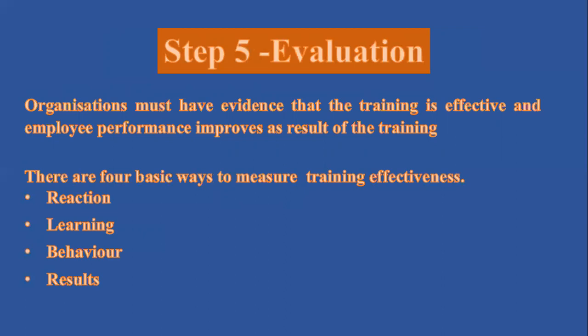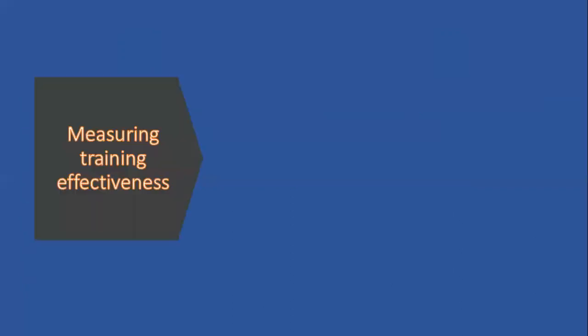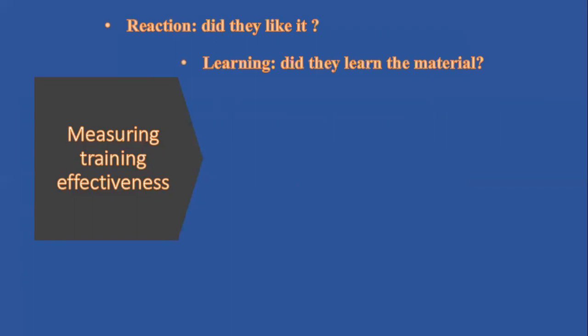There are 4 basic ways to measure training effectiveness. The first is reaction, then learning, behavior, and results. Now let's look in detail. The first is reaction. The first is the trainee's reaction to or perception of the training. Did they like it? Did they enjoy it? These reactions are very similar to the types of evaluations you complete at the end of every semester on your teacher.